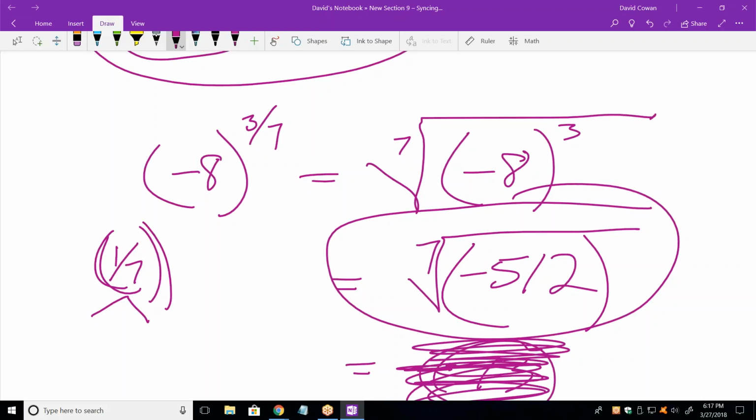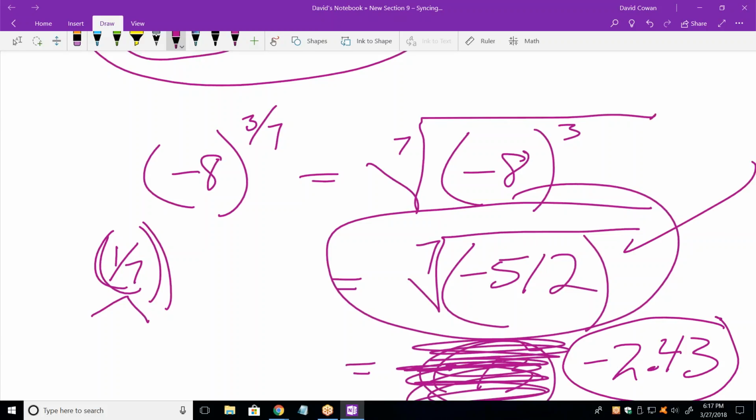Now it says it's negative 2.4380273, and so on. That's still an irrational number, which means the best answer is the radical. In other words, the seventh root of minus 512 is a more accurate answer than minus 2.43. This is rounded off because that's an irrational number. It's going to go on and on forever. No matter how many decimal places you use, there's no way you can make it as accurate as this.